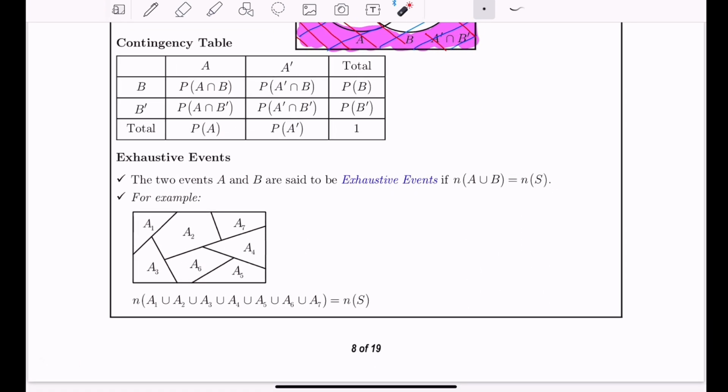Next, exhaustive events. Two events A and B are said to be exhaustive events if the number of A union B equals the number of the sample space. For example, we have A1, A2, A3 up to A7. So the number of A1 union A2 union A3 up to A7 equals the number of the sample space.